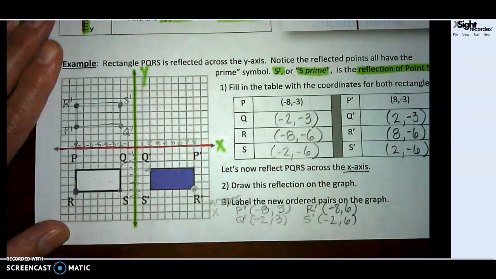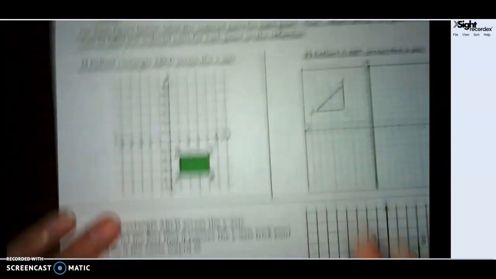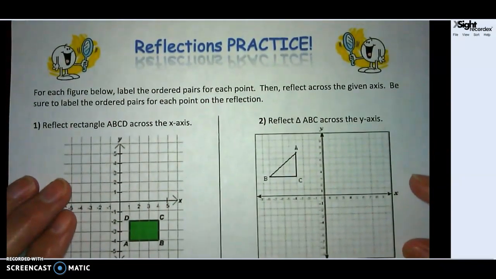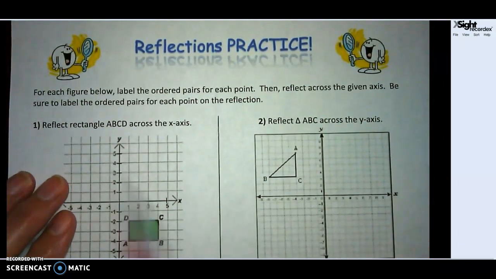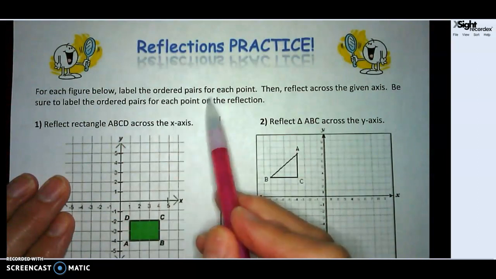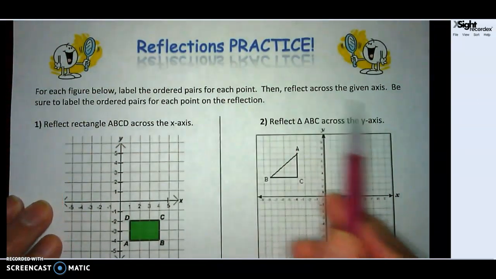So it's kind of like a rule that you can remember, and you have created the reflection across the x-axis. So what we would like for you guys to do at this point is to work on the reflection practice that is the second page of the Word document. So there are a couple things you can do. It says for each figure below, label the ordered pairs for each point, then reflect across the given axis.